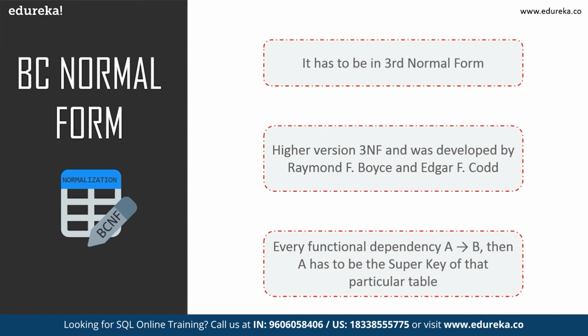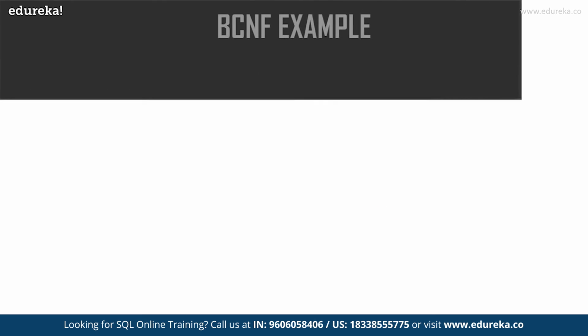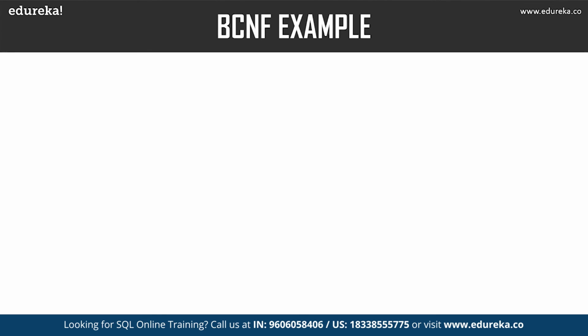Before proceeding to Boyce-Codd normal form, the table has to satisfy third normal form. In Boyce-Codd normal form, for every functional dependency A implies B, A has to be a super key of that particular table. So what is a super key? A super key is a group of single or multiple keys which identifies rows in a table. Let's look at the table to clearly understand Boyce-Codd normal form.